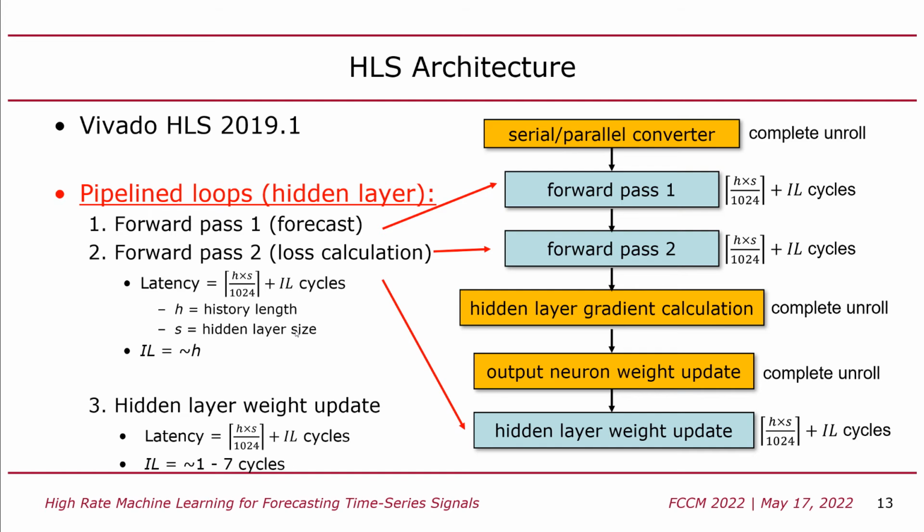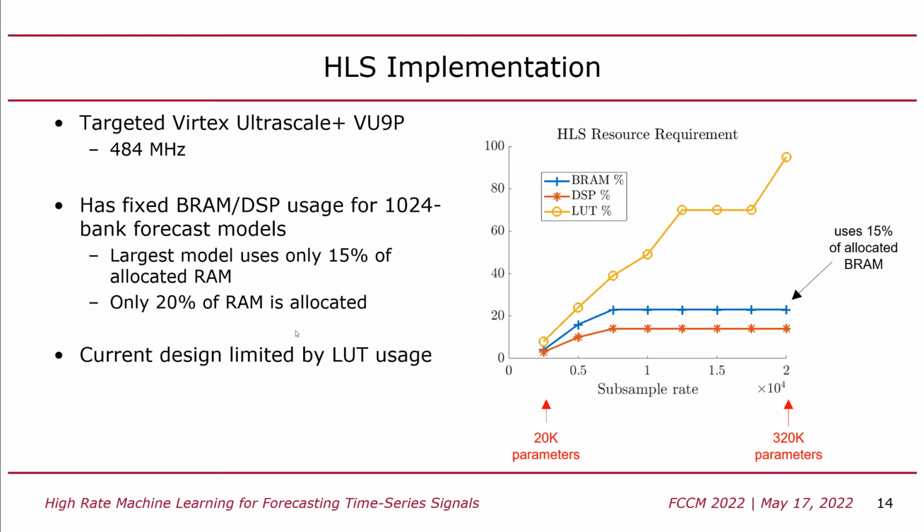Our HLS design targets a Virtex UltraScale+ VU9, for which we can achieve an Fmax of up to 484 megahertz. The BRAM and DSP usage of the design is limited by the RAM allocation given the maximum number of banks, assuming the value of S is less than 512, and of course we're only using, generally speaking, 50 neurons in the hidden layer. So none of the designs exceeded this allocation limit. However, we do max out the LUTs with our largest design.